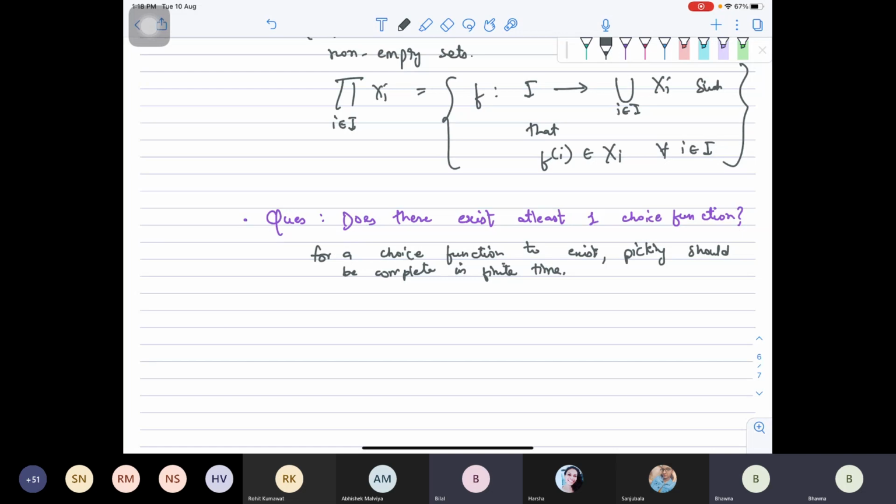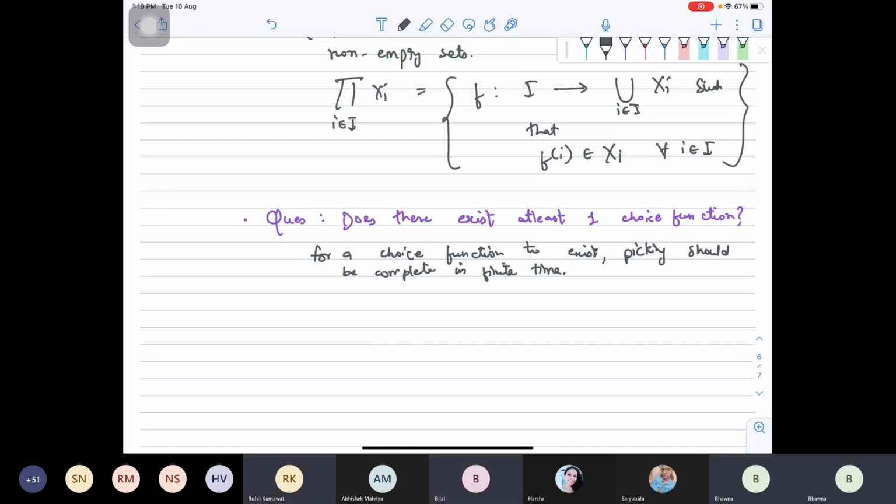Exactly, not just one. I'm saying at least one will definitely be found. If my family is finite, then one choice function is definitely found. If I have a finite collection, then there always exists a choice function. That means the Cartesian product of a finite family is always non-empty. That is for sure. But is the same thing true for an arbitrary family?